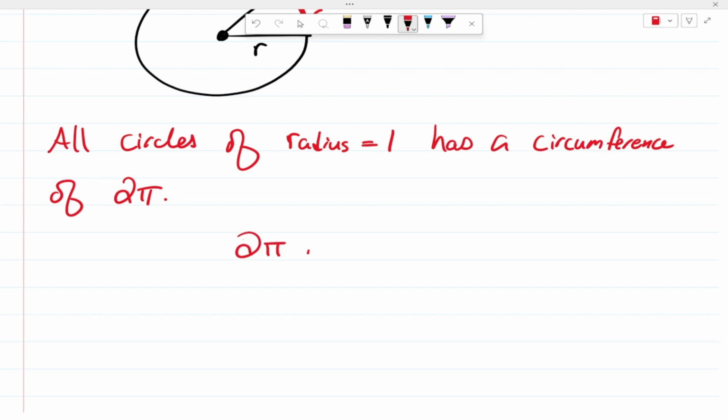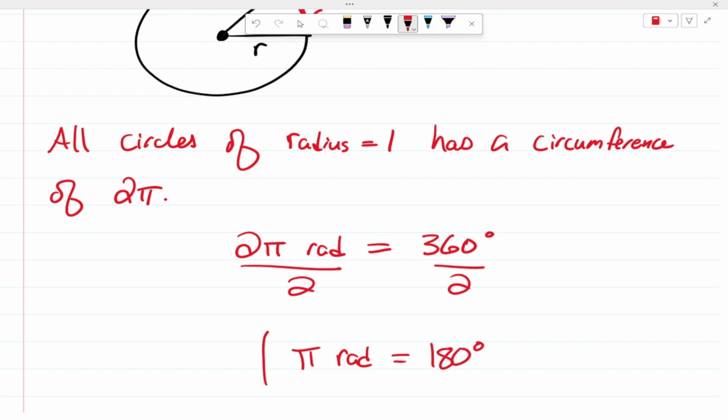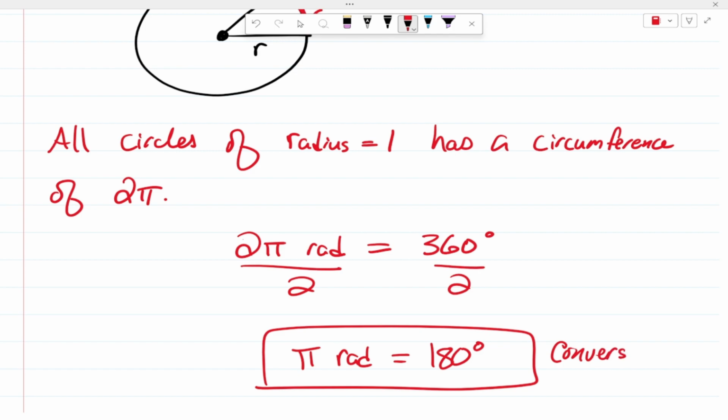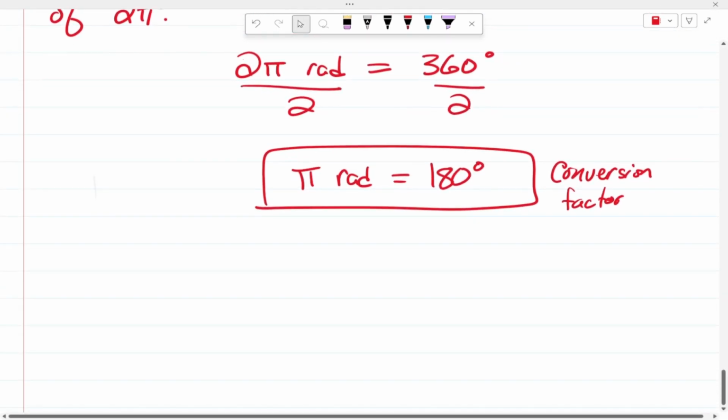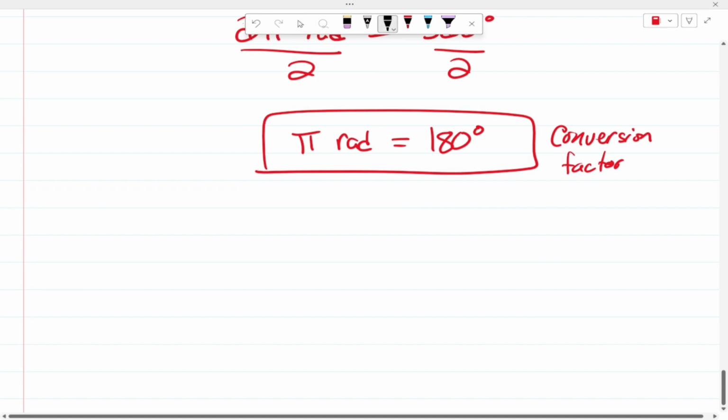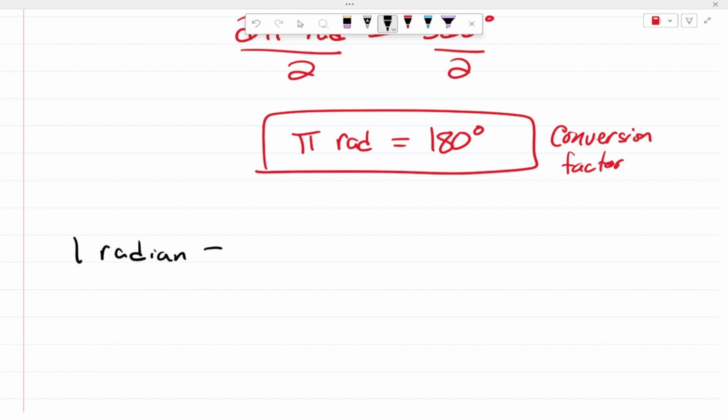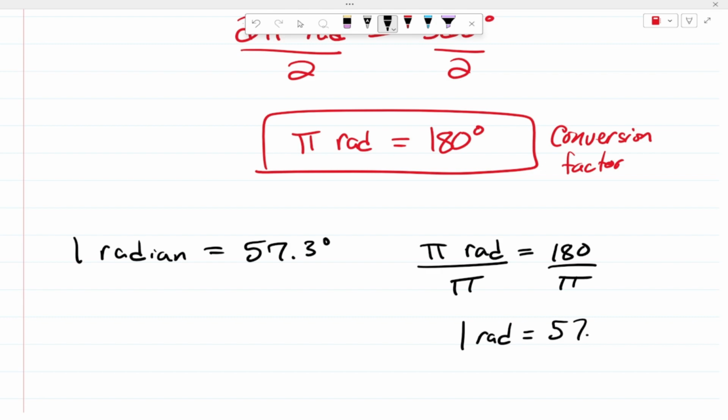If the circumference of a circle is 2 pi radians, and we know this has to equal 360 degrees because there's 360 degrees in a circle, if I divide both sides by 2, pi radians equals 180 degrees, which we can use as a conversion factor. We can also find out exactly the measure of 1 radian. 1 radian is equal to 57.3 degrees. If you're wondering how I got that, pi radians equals 180. If we divide both sides by pi, you get 1 radian equals 57.3.